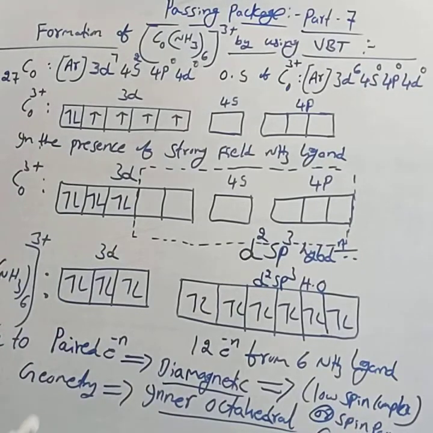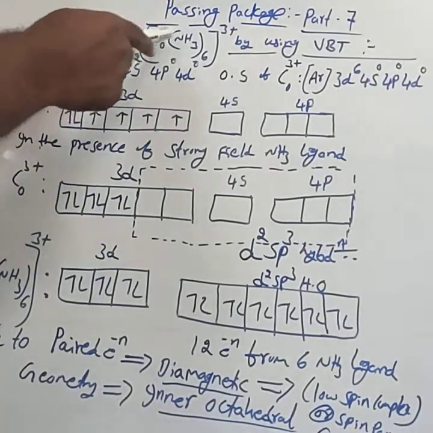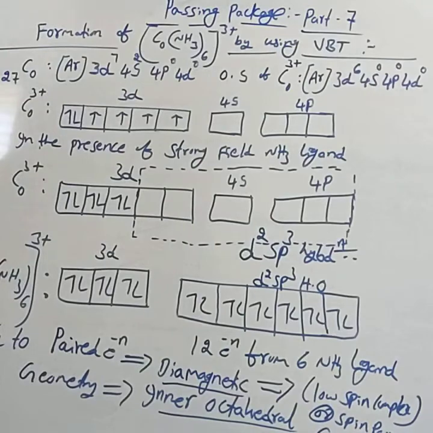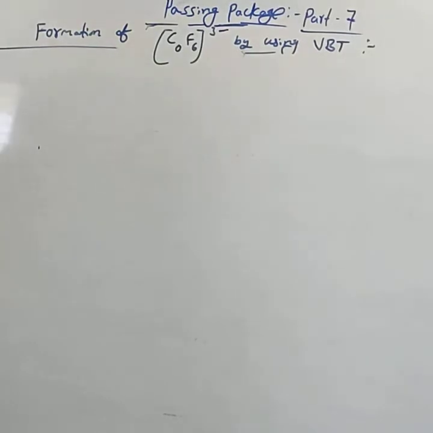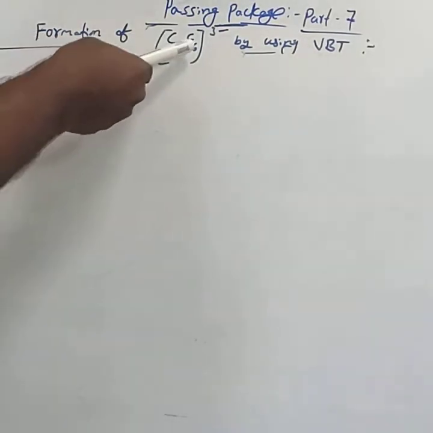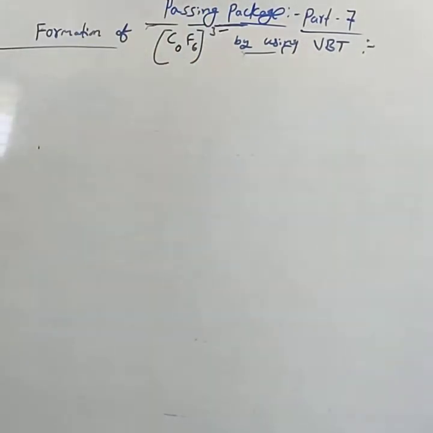This is about the formation of [Co(NH3)6]3+. Next we consider the [CoF6]3- complex. Second one is formation of [CoF6]3- by using valence bond theory.